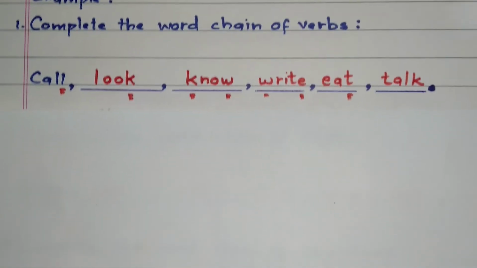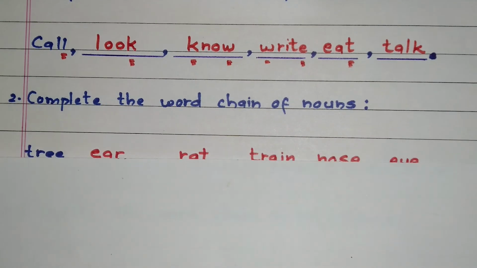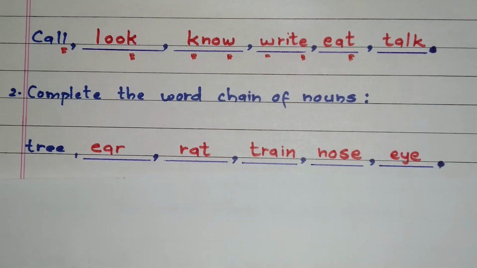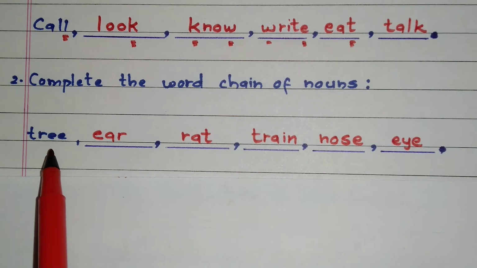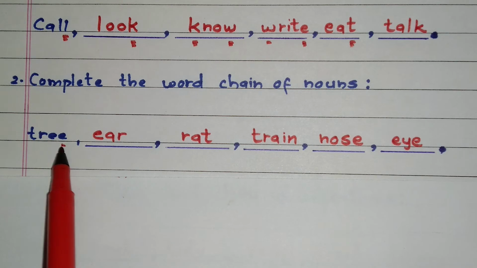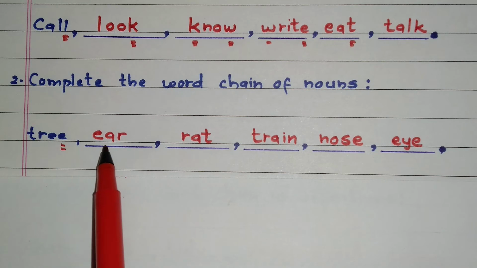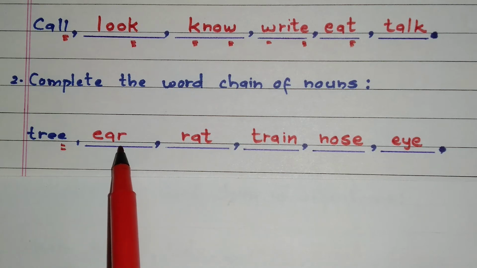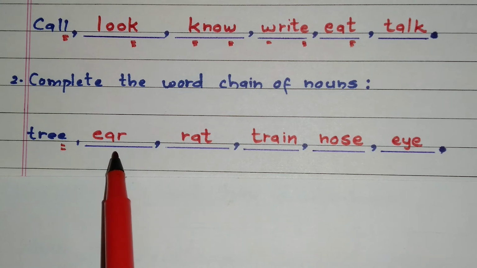Similarly, let's take another example. Complete the word chain of nouns. Now here, tree is the first word that is given to me. So the last letter of tree is E. So my next noun should be starting with E. So I have written year. Remember, you can write any noun that is starting with the letter E. So I have written year.